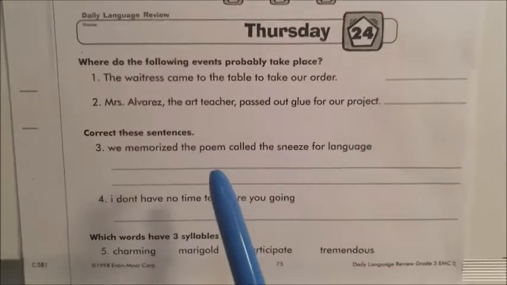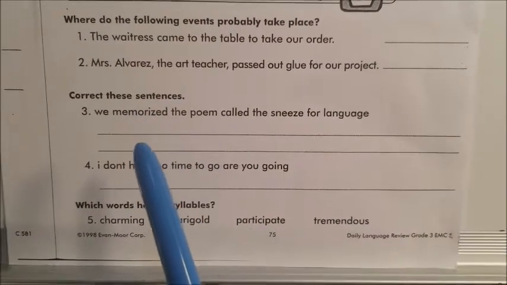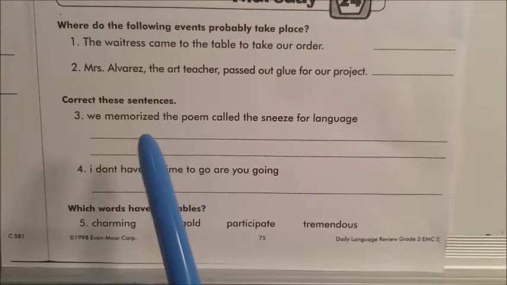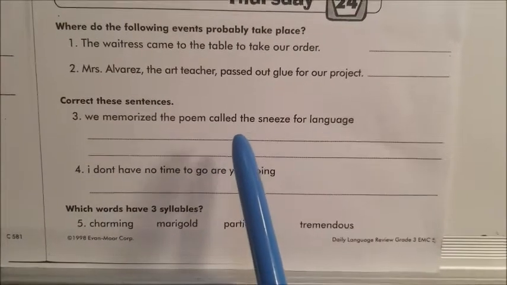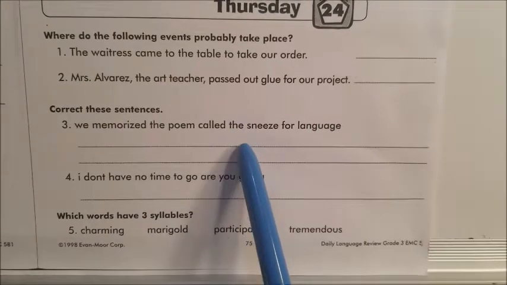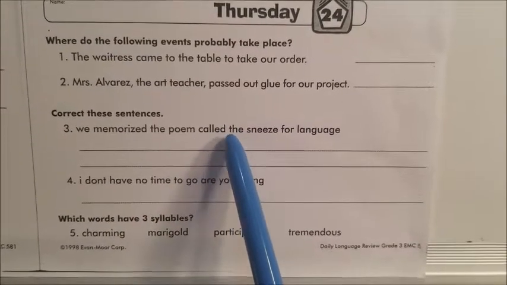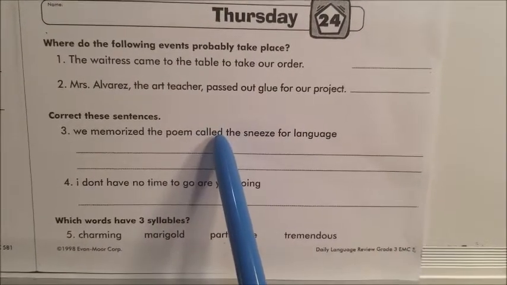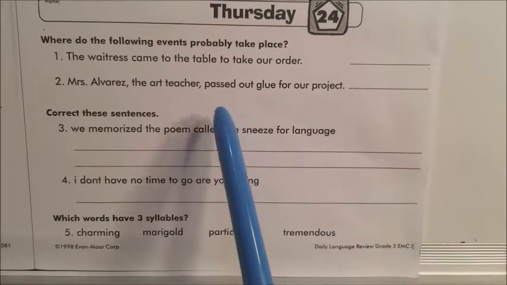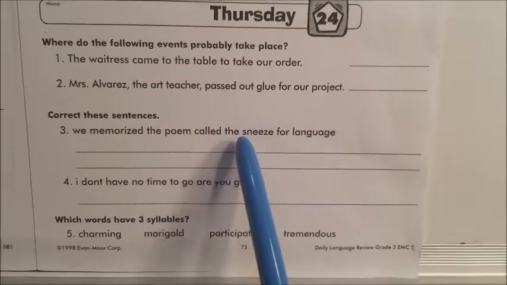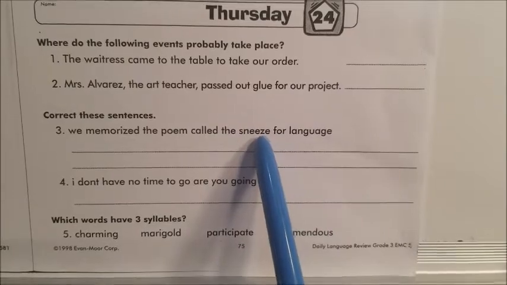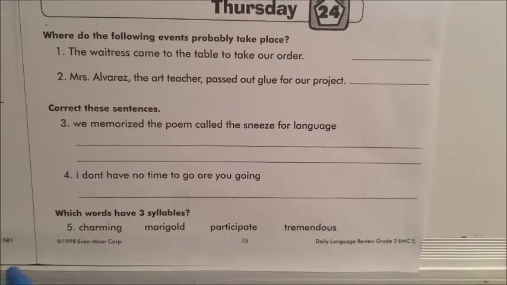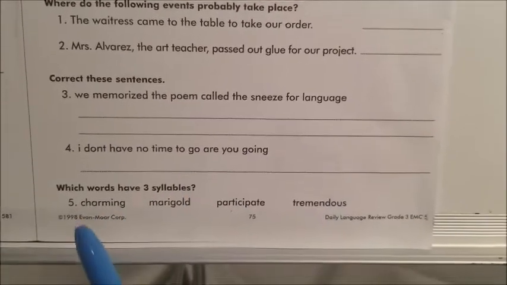Okay, now how about this one? Correct these sentences. Now, this is a very good one. We just had one like this not too long ago. We memorized a poem called The Sneeze. Remember, poems and short stories are put in quotation marks. You would, of course, capitalize that, so there'll be a quotation mark in front of the and a quotation mark after sneeze. Okay, it won't be underlined. That's something short, like a short story.